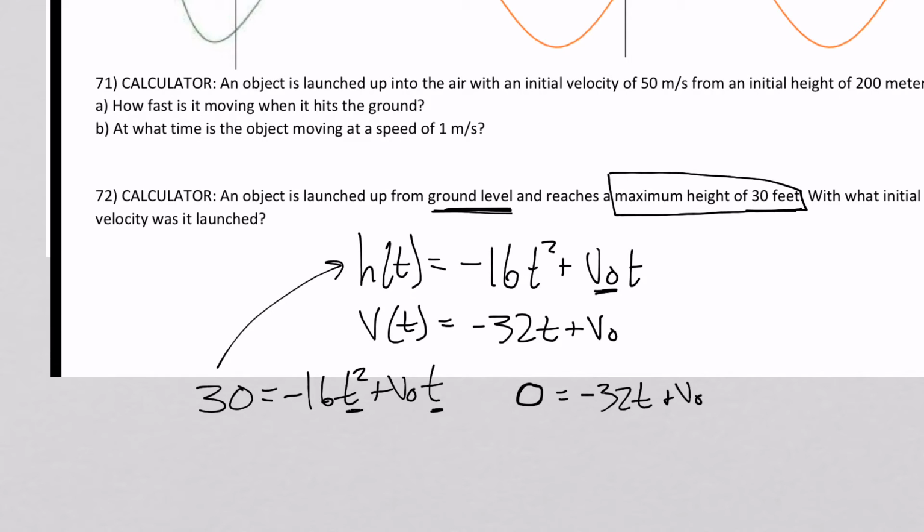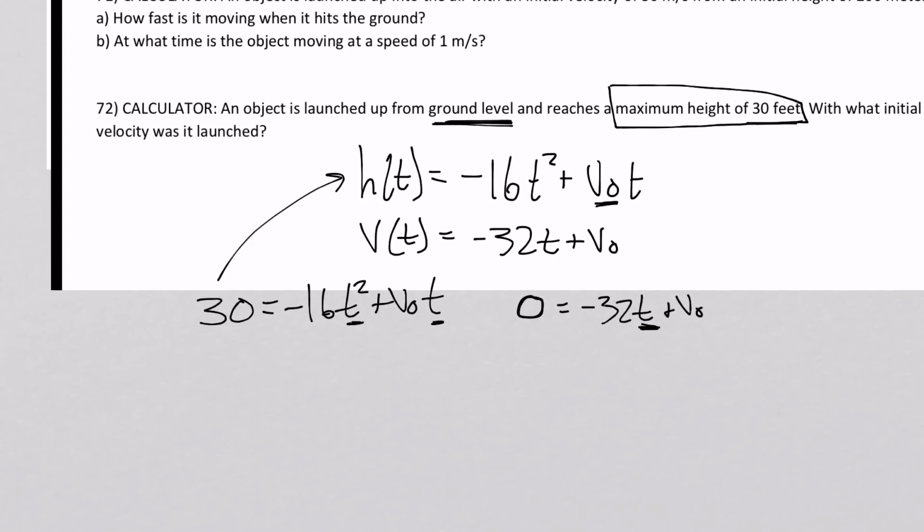And then again, because I'm plugging in a specific value for v of t, the value when the velocity is 0, which occurs when the object is at its maximum height, that t represents the time that the object is at its maximum height. So in both of these equations, t equals the same thing. So now I'm going to solve my velocity equation. I'm going to add 32t to both sides to get 32t equals v naught, an expression for my initial velocity in terms of time, which I will plug in to my second equation.